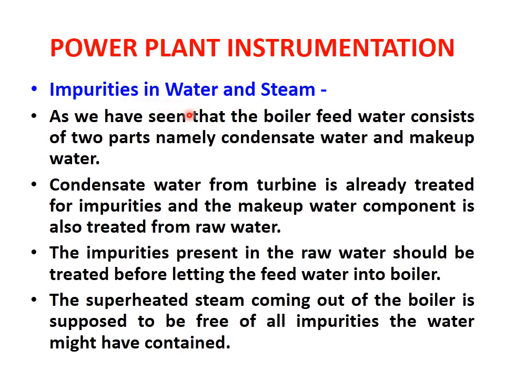As we have seen, the boiler feed water consists of two parts, namely condensate water and makeup water. The impurities present in condensate water and makeup water are to be treated with more care, because the condensate water and makeup water are directly taking part in the operation of the boiler. The condensate water from the steam turbine is already treated for impurities, and the makeup water component is also treated from raw water.